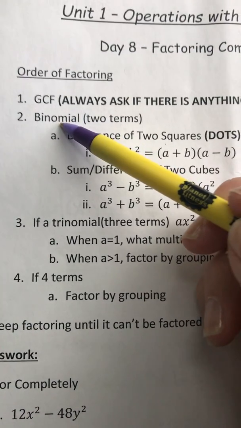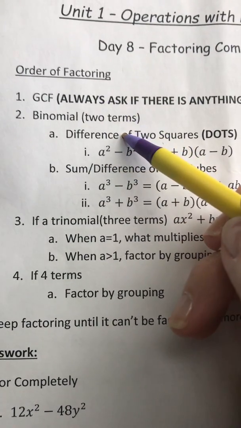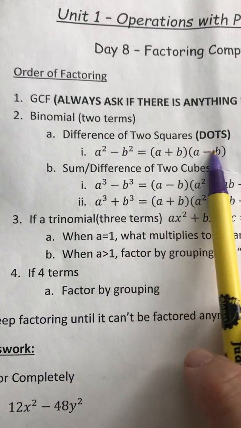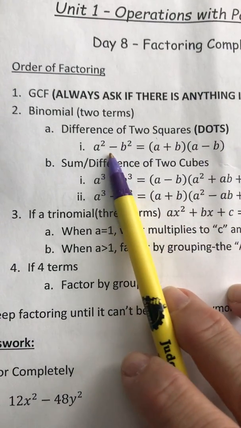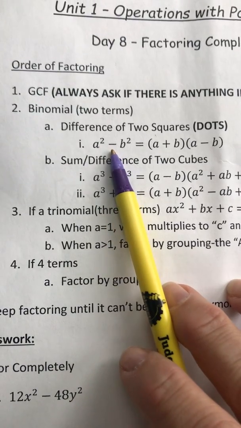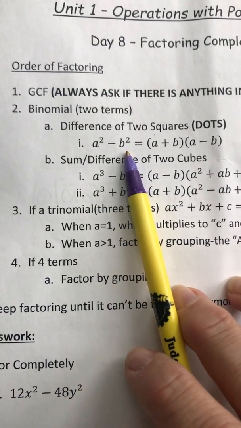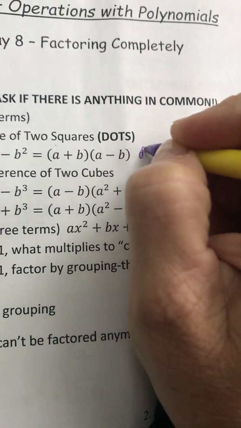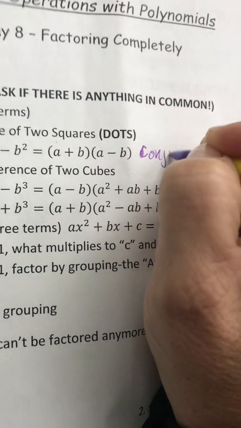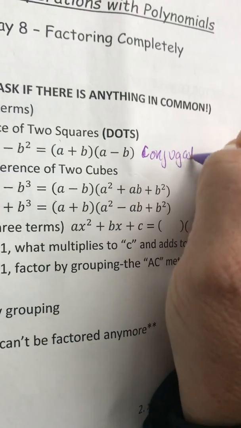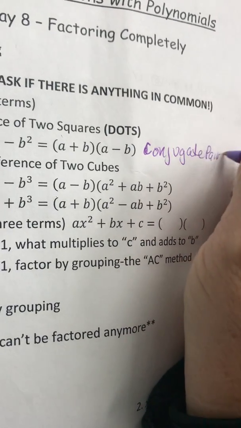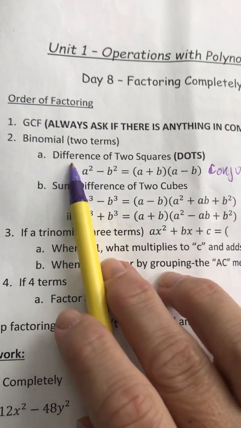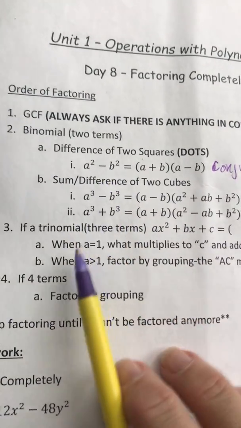Then, if it's a binomial, having two terms, you can do difference of two squares, which means if it's a perfect square minus a perfect square, you will get conjugate pairs. Remember conjugate pairs? Okay. So the difference means it's got to be a subtraction.